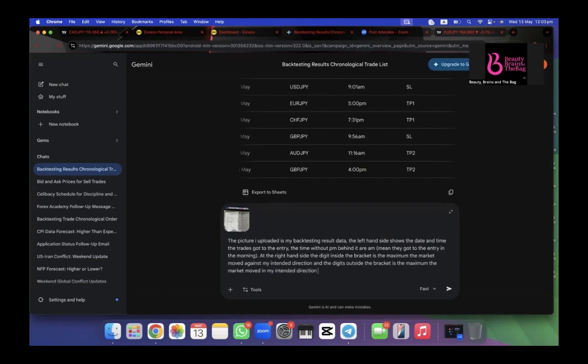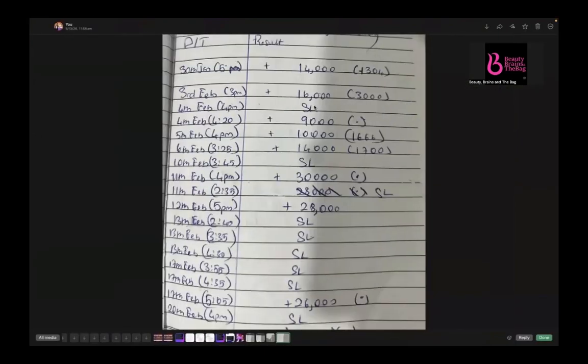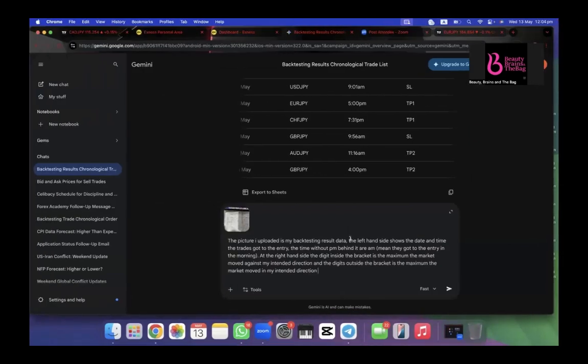So what I just told it now, I'm describing what I uploaded. The right hand side is my results. The digits in the decimal in the bracket is the maximum the market moved against my intended direction, right? And the one outside is the one the market moved in my intended direction. Okay, I have to also take it for this one, in this my intended direction.